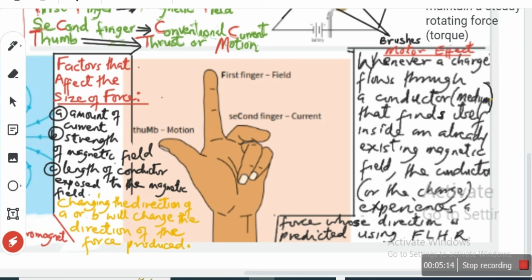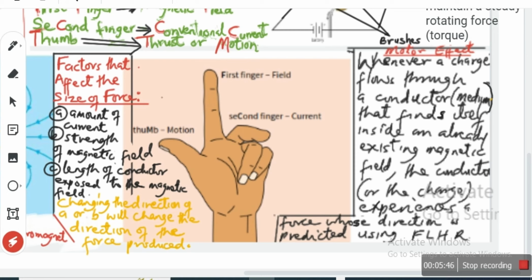So long as all of them are at right angles to each other, like this. You can see this is 90 degrees to this, and this one is also 90 degrees to this. First finger and second finger at 90 degrees to each other, second finger and thumb at 90 degrees to each other, first finger and thumb at 90 degrees to each other. That's Fleming's left-hand rule. We use Fleming's left-hand rule to predict the direction of the force, the push.